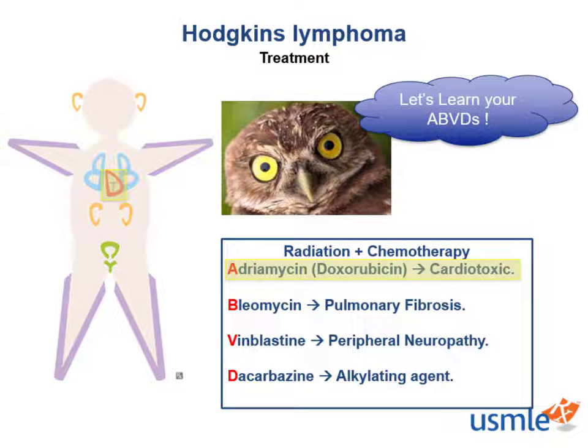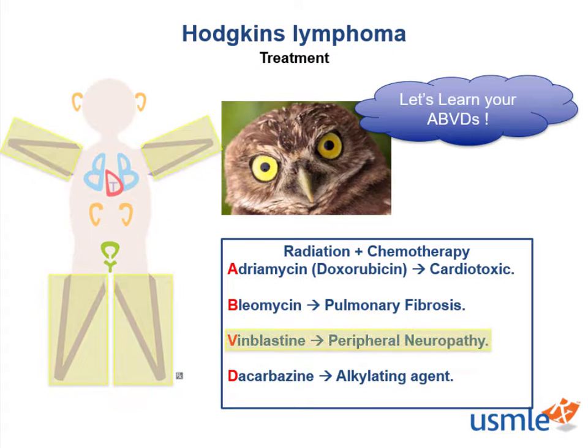Dexrazoxane, high yield. Bleomycin is also a cytotoxic antibiotic that causes pulmonary fibrosis, hence the B's for the lungs of ChemoMan. Vinblastine is a microtubule inhibitor. Microtubules are essential for transmitting vesicles across the axons of neurons, and as such, this drug can lead to neurotoxicity in the form of peripheral neuropathy, as indicated in the stocking glove V pattern of ChemoMan.